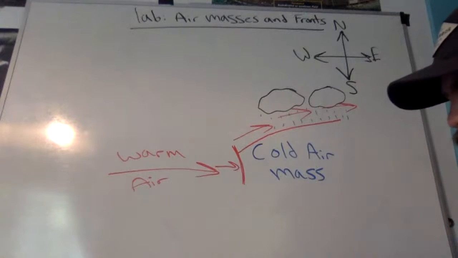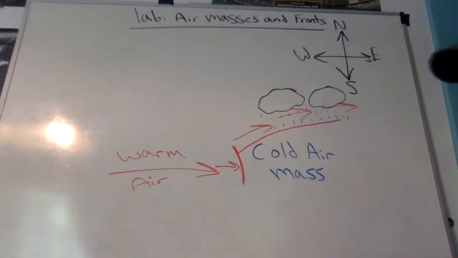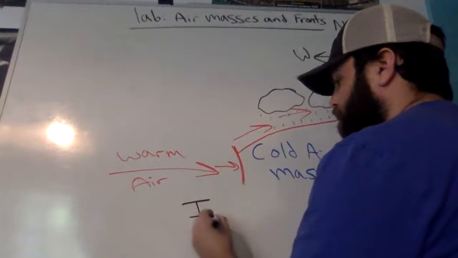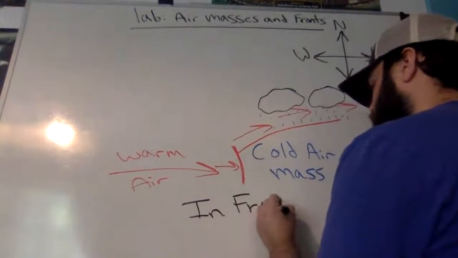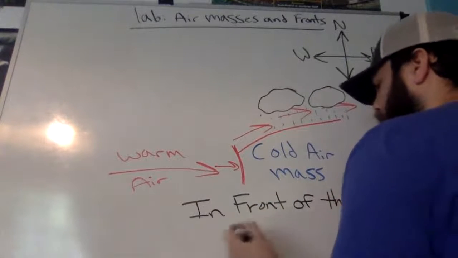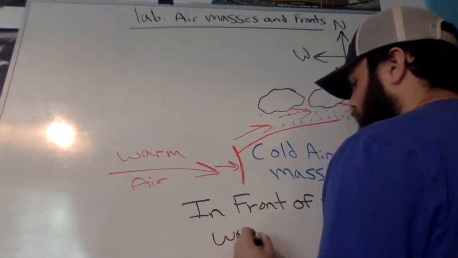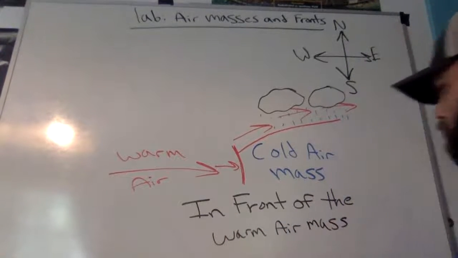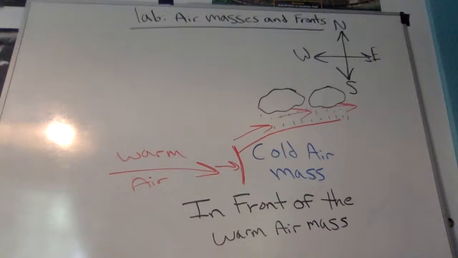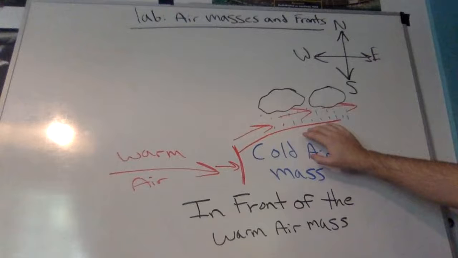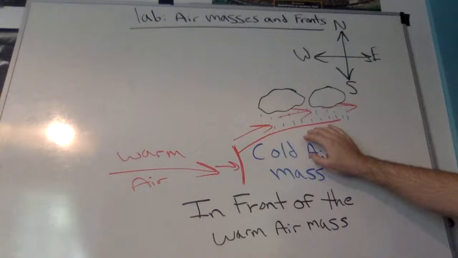So when you're answering question 3 with respect to a warm front, where does precipitation occur? It happens in front of the warm air mass. Okay, and this gives you light precipitation.